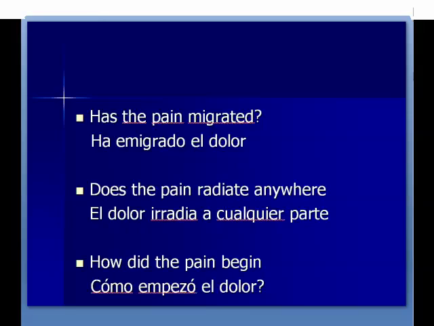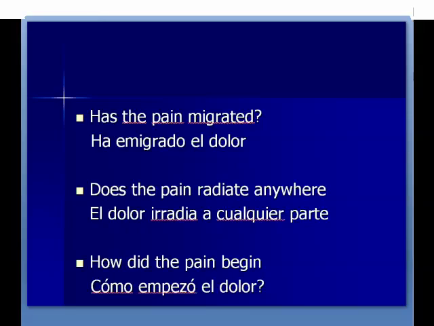Has the pain migrated? ¿Ha emigrado el dolor? Does the pain radiate anywhere? ¿El dolor irradia a cualquier parte?